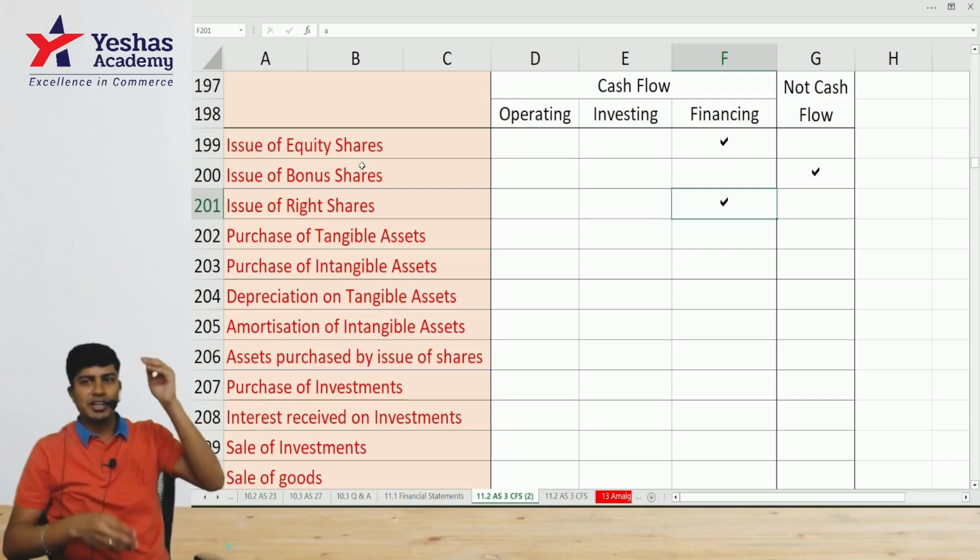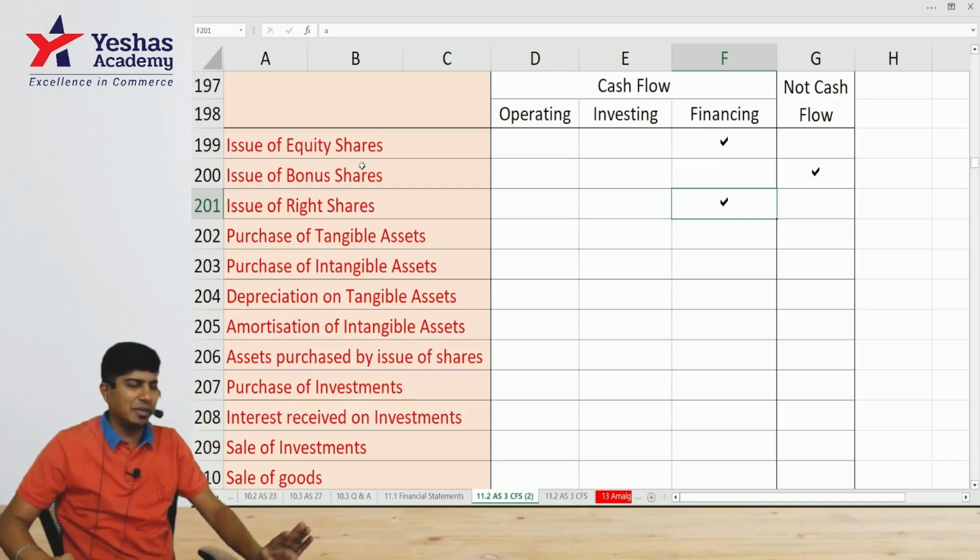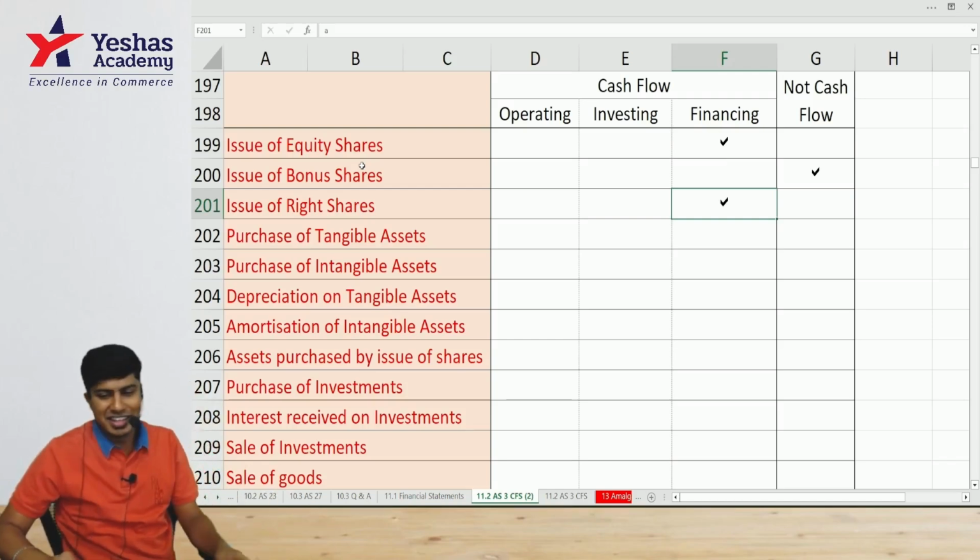Then top issue, bottom issue, middle issue. Right issue is issue of shares to existing shareholders at a price lesser than the market price. Come to the next one.